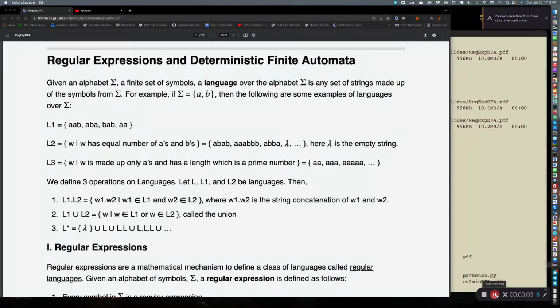Today we are going to cover the topic of regular expressions and deterministic finite automata. This is an important topic which we have sort of seen in our initial lectures when we built the lexer component of the interpreters and compilers which we have seen. In particular, the PLY system employs regular expressions in the lexer specification.